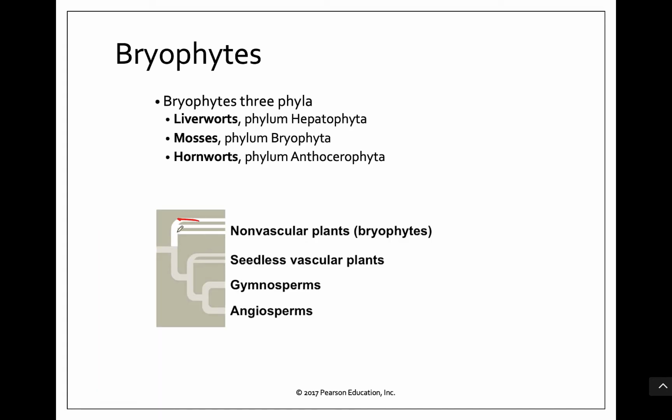So we're going to start here with these three lineages called the bryophytes, and you can see that this is that kind of branching here because this is not a monophyletic clade. There are three groups of bryophytes: Hepatophyta, which contains the liverworts, and wort is just a word that means plant. The Bryophyta, which contains our true mosses, and where we get the name for this group, and then the Anthocerophyta, which contains a group called hornworts.